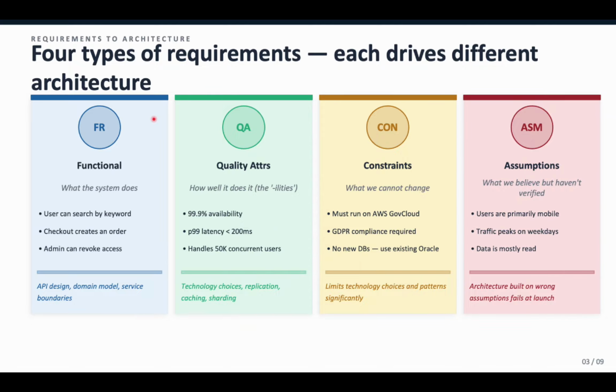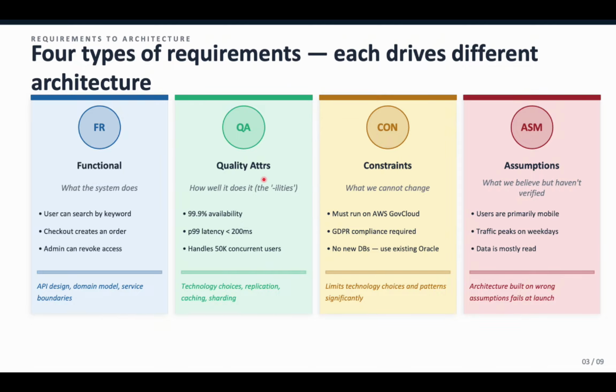The first one is the functional requirement. You can see over here on the left hand side, these describe what the system does: a user can search, checkout creates an order, admin can revoke access. These requirements tell you what your APIs need to expose and what your domain model needs to represent. So they define the surface area of your system.